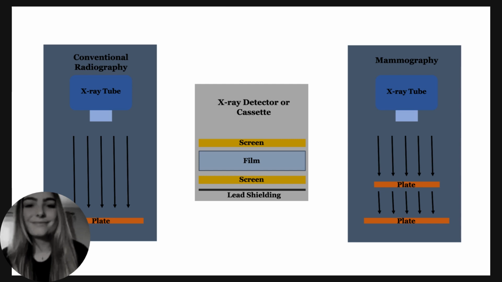In conventional radiography and mammography, the X-ray detector or cassette is where the X-rays are absorbed in order for radiologists to produce an image. The cassette is made up of a plastic transparent screen, which is coated with fluorescent particles. As the X-rays reach the screen, they cause a reaction with the fluorescent particles, and the particles will then emit light rays onto the film.